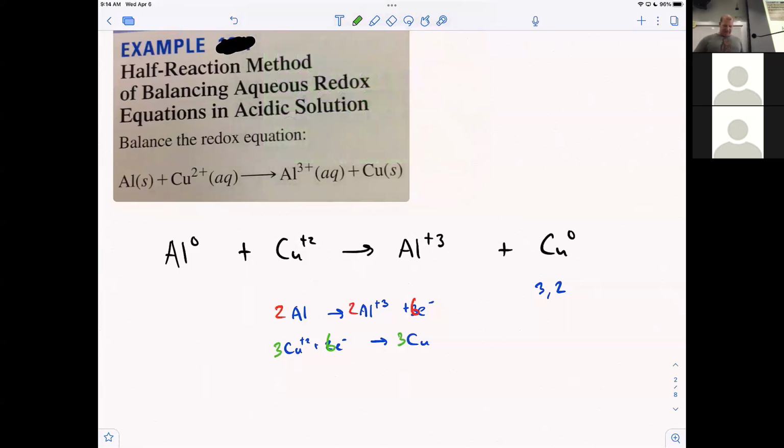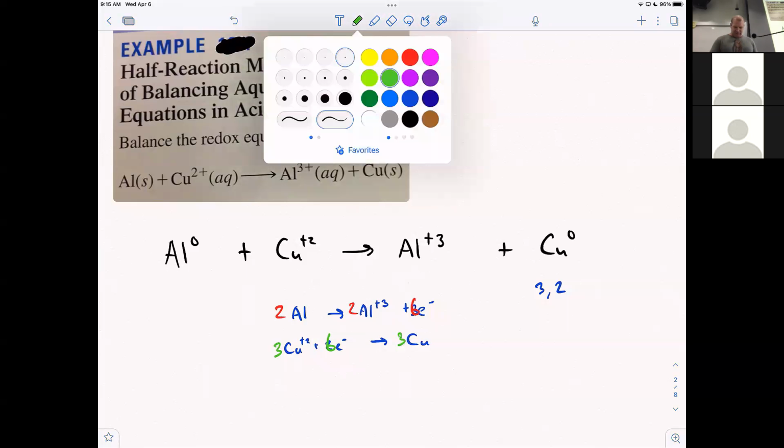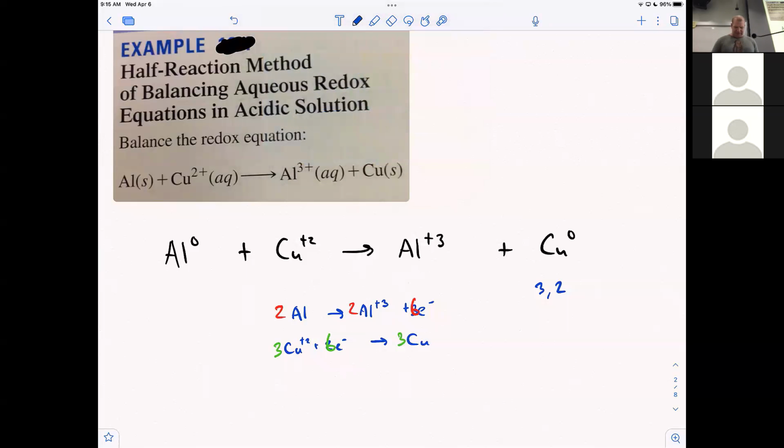So you can see now that 6 electrons are being generated and 6 electrons are being consumed. So we are now balanced in terms of electrons. So it's going to be 2, 3, 2, 3. Does this make sense?